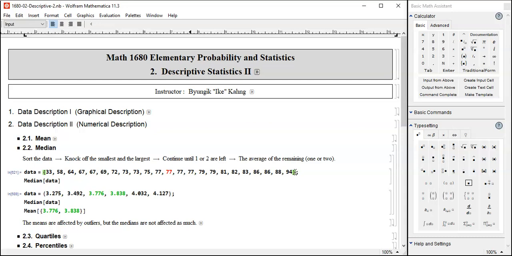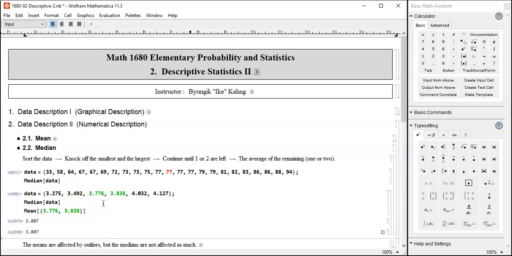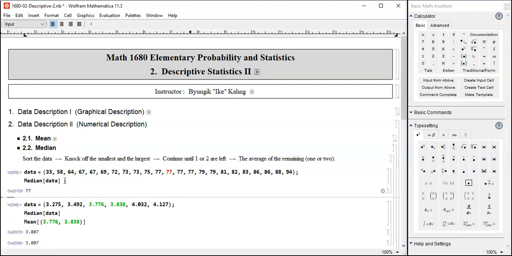Now, if you have an even number of data like this, and knock off, and then in the end, you get two numbers here. Take the average of the two, and that is the median. So median in this case is 3.807, the average of these two. It goes right in the middle here. Median here in this case is 77, as you saw before. So median computation is really easy.